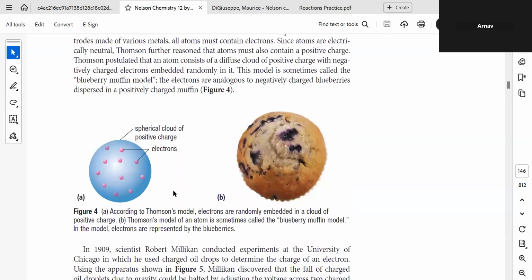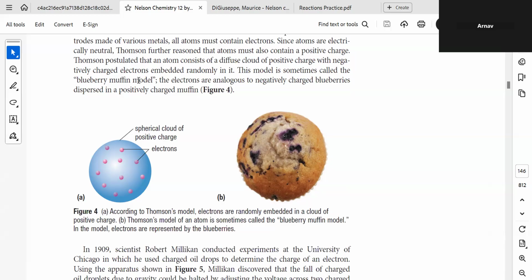Then you need to write down one more part, that is the blueberry muffin model. Now, what is this blueberry muffin model? I told you, whenever J.J. Thomson comes into your mind, you should remember that he discovered the electron. You should remember the cathode ray tube, you should remember e by m, and you should remember the blueberry muffin model.